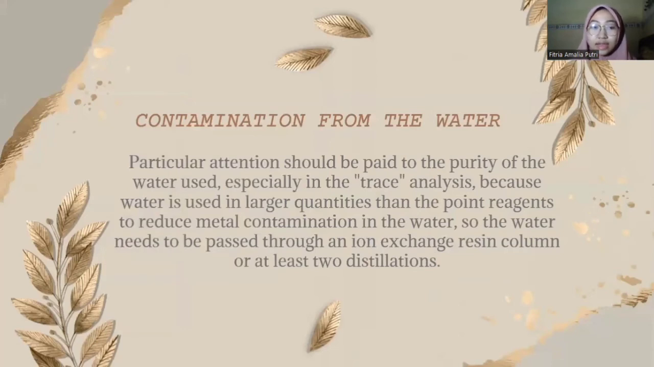And the last is contamination from the water. Particular attention should be paid to the purity of the water used, especially in trace analysis, because water is used in larger quantities than the other reagents. To reduce metal contamination in the water, the water needs to be passed through an ion exchange resin column, or at least 2 distillations.